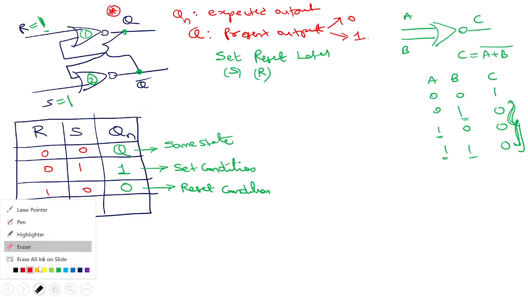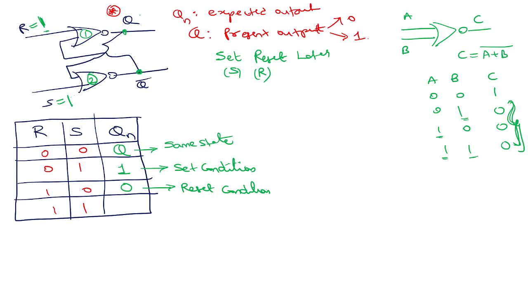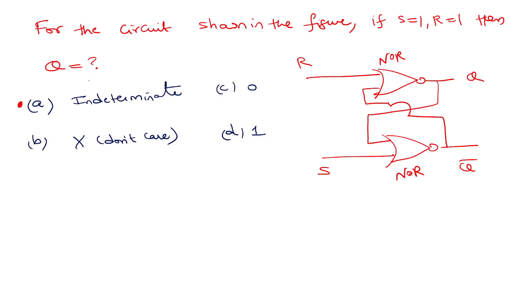Yes, correct. Because one of the inputs is 1, this is 0. Because one of the inputs is 1, this is 0. So the output is 0. So what is the answer to this? For the circuit shown in the figure, if S equal to 1, R equal to 1, what is the answer? Option C is the right answer. That's all.